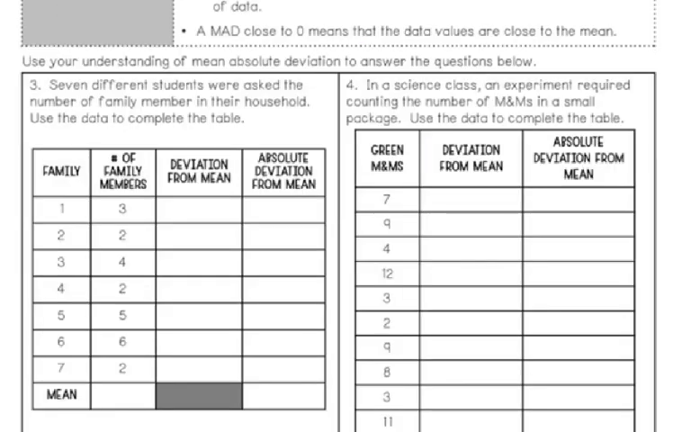So now we're going to use our understanding of mean absolute deviation to answer the questions below. Step 1 says to calculate the mean of the data set. Looking at question 3, it says different students were asked the number of family members in their household. Use the data to complete the table. The family number over here is not super important. The data comes right here. Number of family members: one family has 3, another has 2, another has 4, 2, 5, 6, 2. So we need to find the mean of that data first.